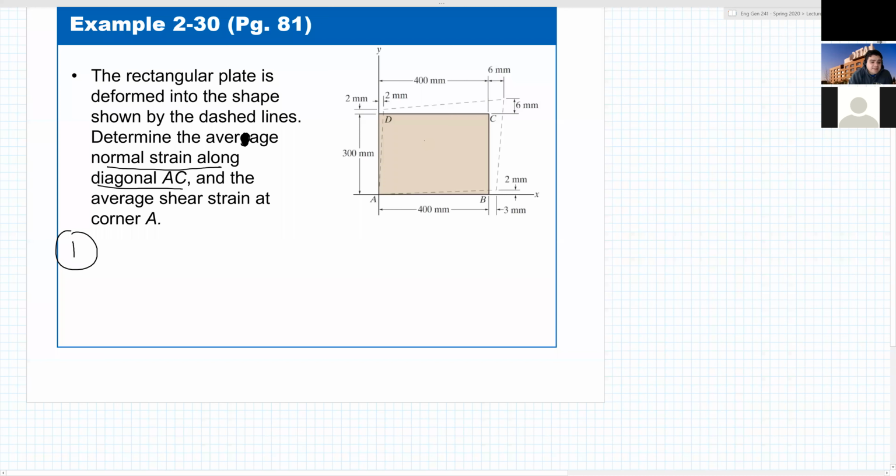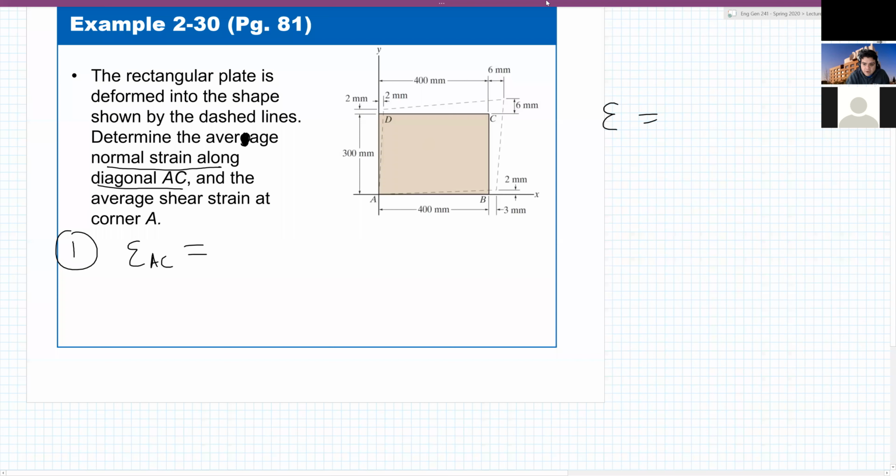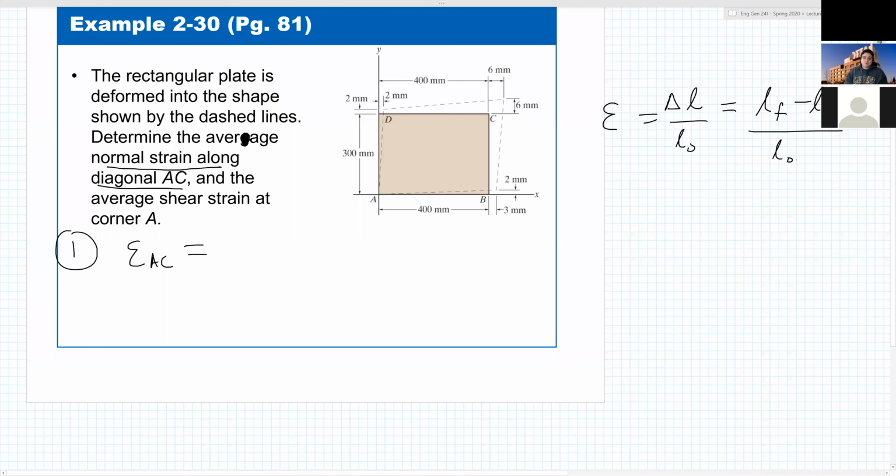So the first one is asking, what is a normal strain? What is the variable for normal? Epsilon. Along where? AC. Okay, that's the definition. In general, strain is change in length over original length. What do I mean by change in length? Final minus initial over initial. Because we're talking about line segment AC, first of all, where is AC?